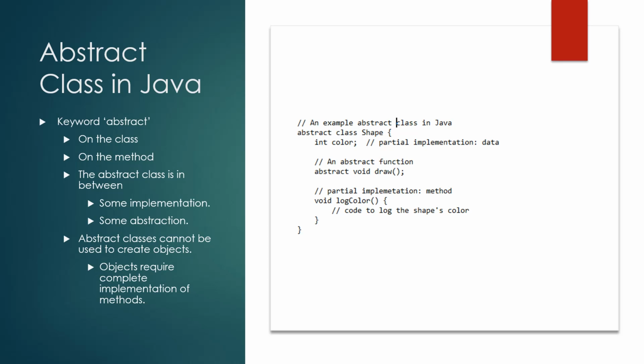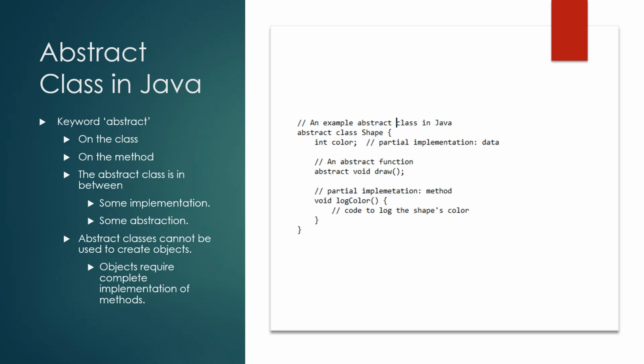We're asserting that we know what their color property looks like, and we know, for example, here with the method log color, we know a little bit how to deal with it. We're going to write to a log file the current color of the object. We know a little bit of how to deal with it. So an abstract class is in between. There's some implementation and some abstraction.